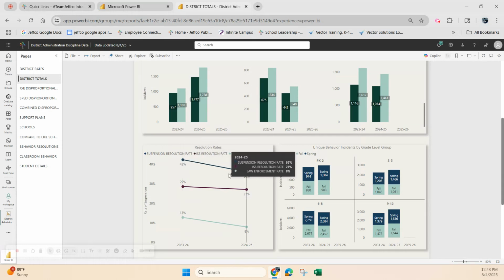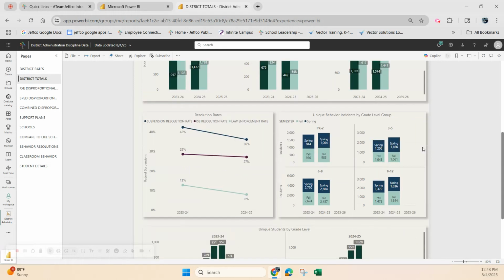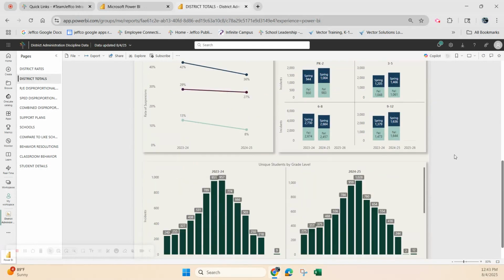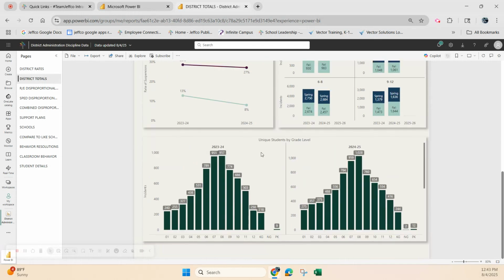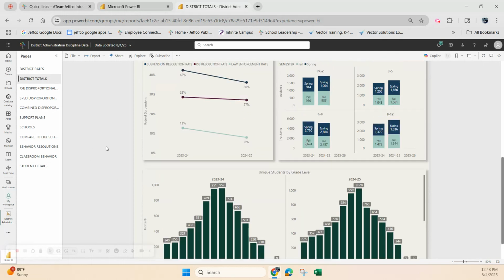And all of those went down last year, which on the surface is very good data. This tile breaks it down by unique behavior incidents by grade level. We've got our PK through grade 2, grades 3 through 5, 6 through 8, and 9 through 12. And it breaks it down further by fall and spring semesters, so you can see if there might be any discrepancies that are noticeable between that. And these are unique students by grade level year over year that have had a discipline incident. So just some basic district total information for this one.